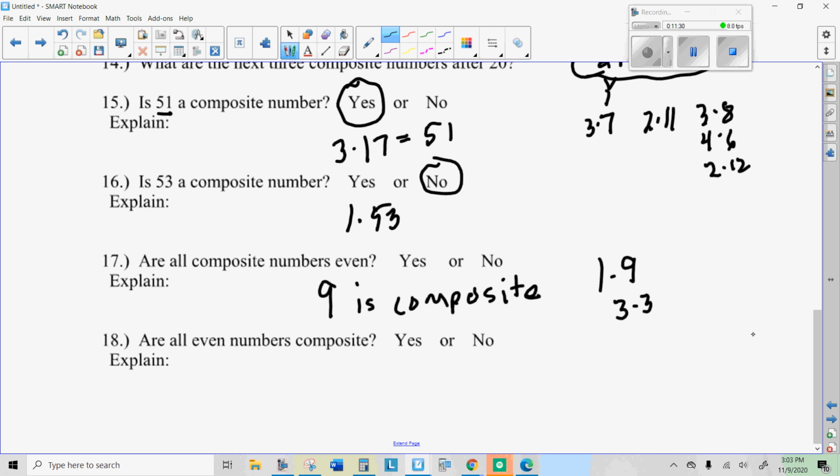Are all even numbers composite? They are, except for 2. Which even number is not composite? You guys probably figured out that's 2. Every other even number is divisible by 2, so it has to have at least 3 factors. So I'm going to have to say no because of the number 2, but other than 2, yes, they all are composite.